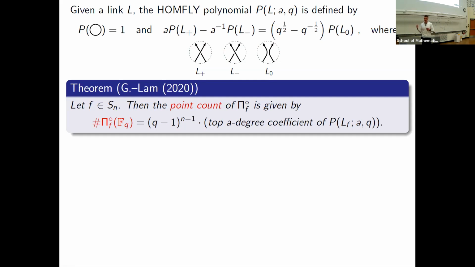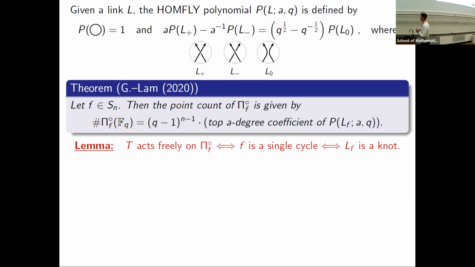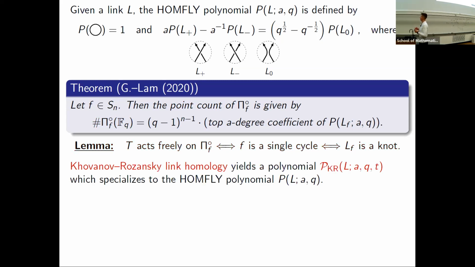Now, first of all, this q minus 1 factor again appears from the torus action. For the top open Positroid variety, this was if and only if the GCD is 1. But for an arbitrary permutation, the torus acts freely if and only if f is a single cycle, if and only if the corresponding link is a knot, meaning that it has only one connected component. In that case, we can upgrade this theorem using Khovanov-Rozansky homology that Eugene talked about yesterday. It has a complicated definition. You have to do some work with Soergel bimodules, and the trade-off is that you get an extra variable t that's not present in the HOMFLY polynomial. And you can get the HOMFLY polynomial by a suitable specialization.